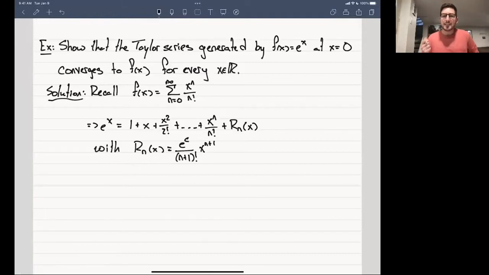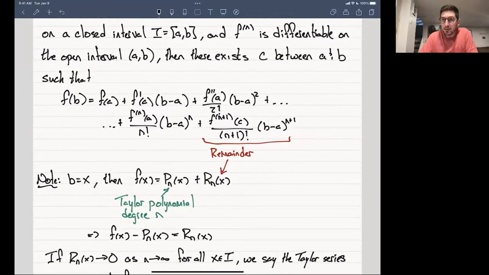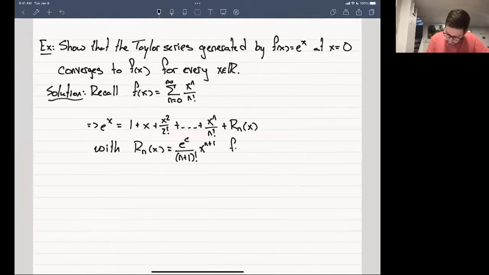Now, where did the e to the c come from? Well, let's go back to our formula here. e to the x, first of all, is the n plus first derivative. Every derivative is equal to e to the x here. Then I just plugged in the value c, and then I filled out the rest of the remainder term. And this is for some c between 0 and x, right? I centered at 0, I'm expanding at x. I want to show that this thing converges for every single x.